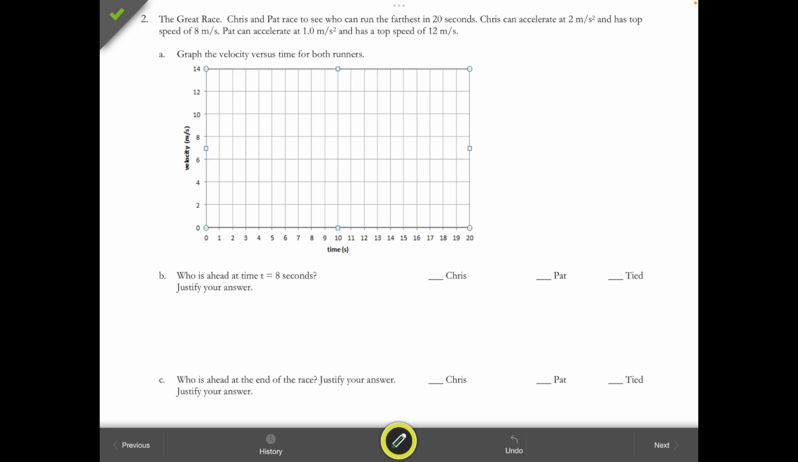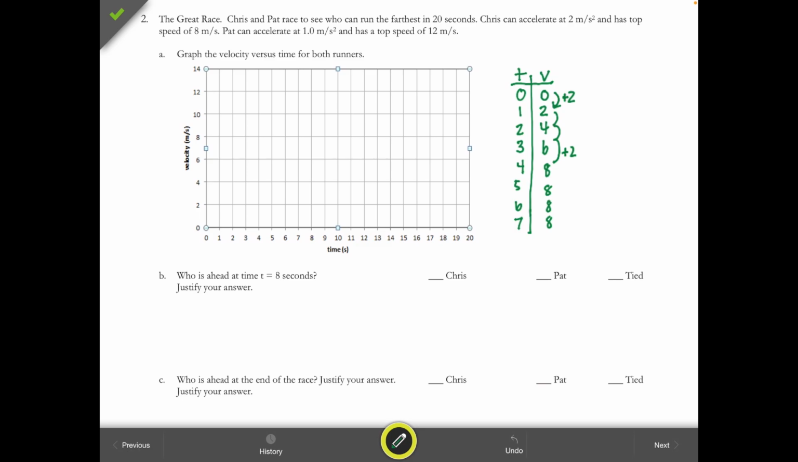In number two, I'm asking you to plot two different graphs, Chris and Pat. So let's start with Chris. Chris accelerates at 2 meters per second squared and has a top speed of 8. So for every second of time that goes by, starting from 0, Chris starts at rest and adds 2 meters per second every second of time that passes, up until they reach their top speed of 8. An acceleration of positive 2 means it adds a velocity of 2 every time. With a top speed of 8, they then run at 8 for all the remaining points.